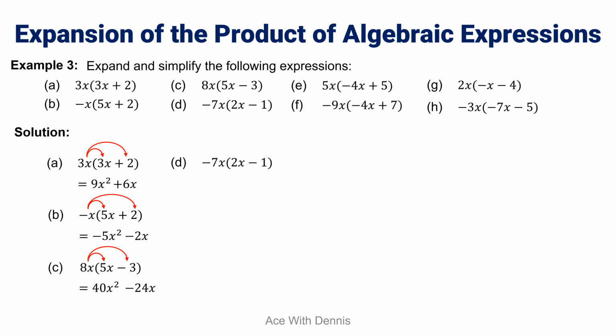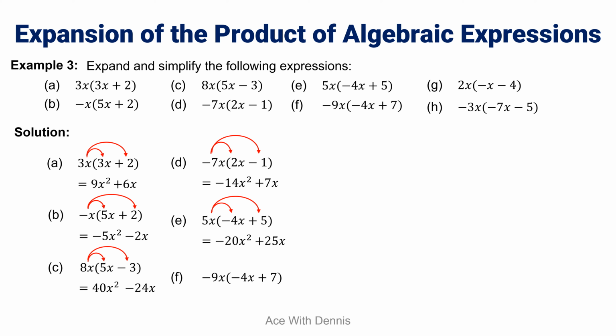For D, negative 7x times 2x minus 1. Expand, we have negative 7x times 2x, we get negative 14x squared. Negative 7x times negative 1, we get positive 7x. For E, 5x times negative 4x plus 5. Expand, 5x times negative 4x is negative 20x squared. 5x times 5 is plus 25x. F. Negative 9x times negative 4x plus 7. Expand, negative 9x times negative 4x is 36x squared. Negative 9x times positive 7, we have negative 63x.